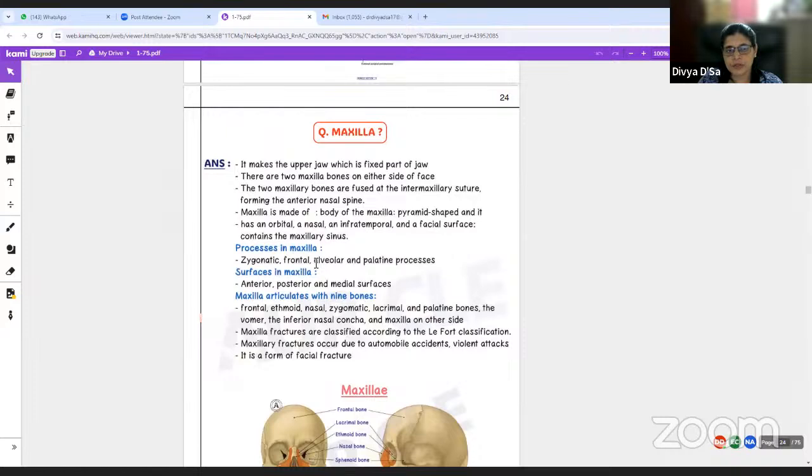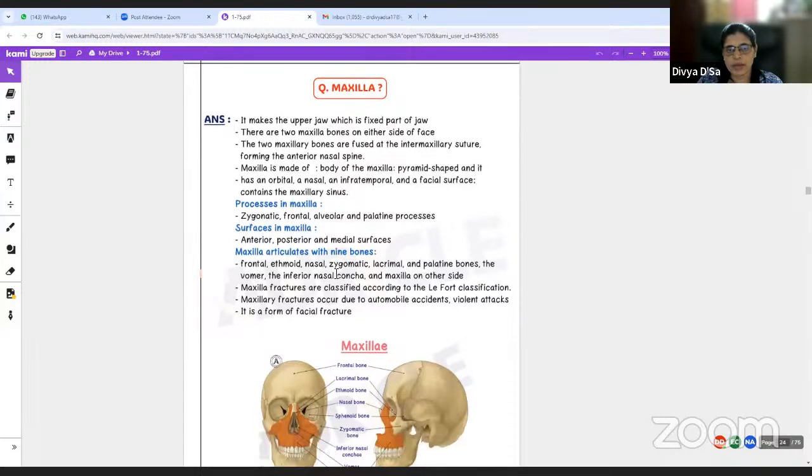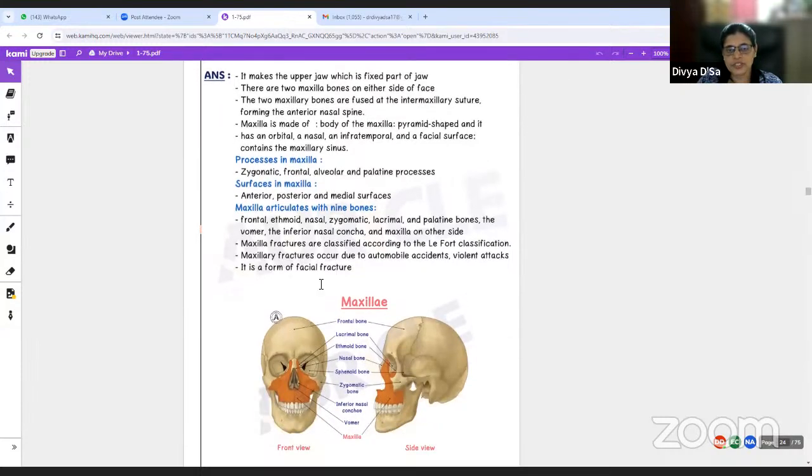Next is maxilla. So maxilla basically forms the upper jaw, which is a fixed part of the jaw. Okay, maxilla. That is one more bone. It is a paired bone. So there is a right maxilla and the left maxilla. The two maxillary bones are fused here. If you see below, here they are fused by the intermaxillary fissure, forming the anterior nasal spine.